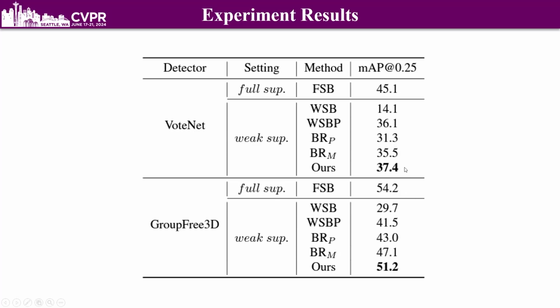When employing group-free 3D as the detector, the results were even more impressive. The performance gap with fully supervised settings was further reduced to only 3% MAP at 0.25, reaching a performance of 51.2%. Now let's dive into the visualization of our method.